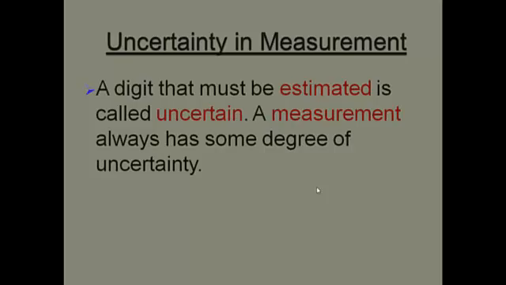When we talk about significant figures, we're talking about a measurement and the measurements that we make to use in calculations. And anytime we make a measurement, there's a degree of uncertainty. There's a digit in every number that corresponds to a measurement that's estimated. Okay? And this estimated digit is called uncertain. A measurement always has some degree of uncertainty, and we're going to get into measurements later in the week and you'll see what we're talking about.